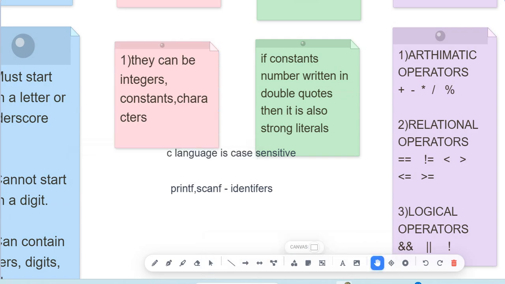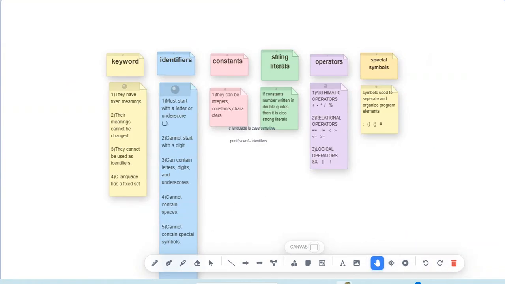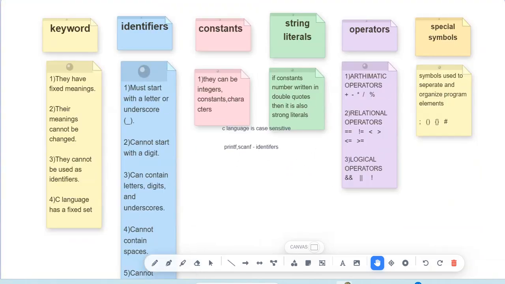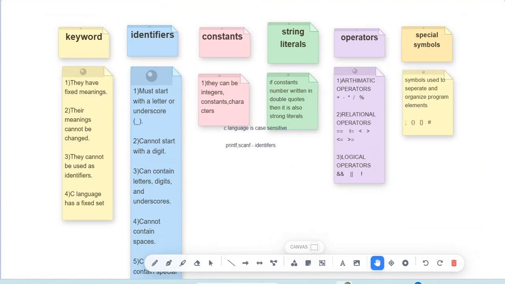Okay, this is all about the types of tokens in detail. I think it might help some of you to improve your foundations and get some knowledge related to these types of tokens.